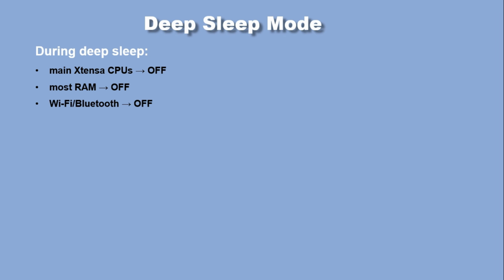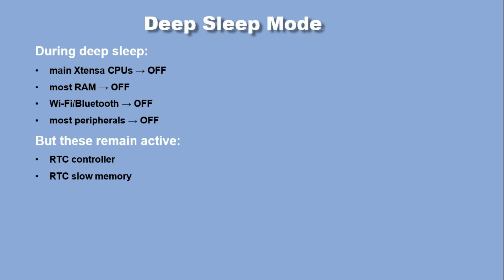During deep sleep, the ESP enters its lowest power state by shutting down almost the entire chip. The main CPU is powered off. RAM is lost unless specifically retained, and Wi-Fi and Bluetooth are completely disabled. Most peripherals and high-speed clocks are also turned off. However, a few critical components remain active. The RTC or real-time clock domain stays powered to keep track of time and manage wake-up events. RTC memory can also remain powered, allowing small amounts of data to be preserved while the device sleeps.